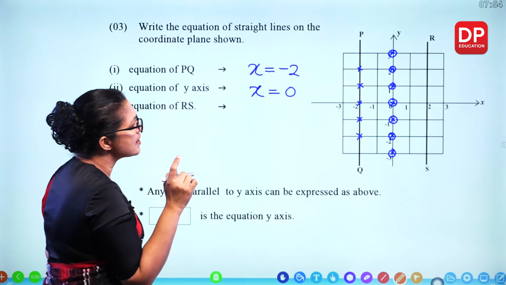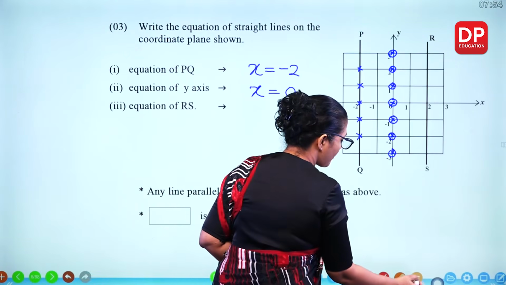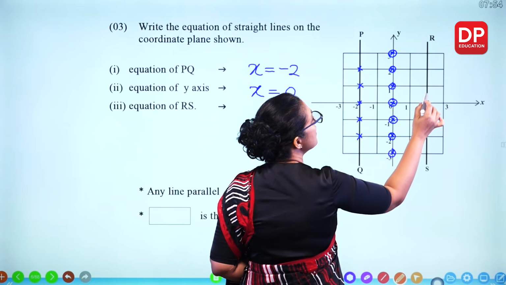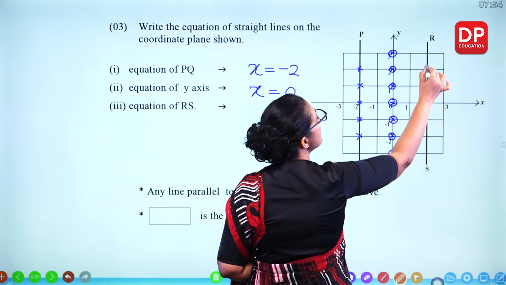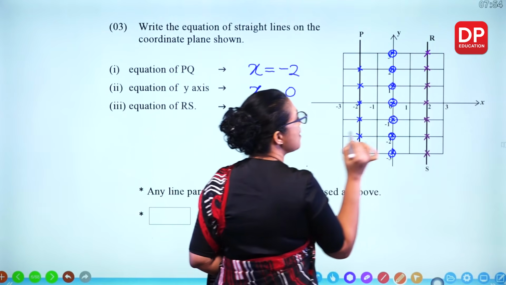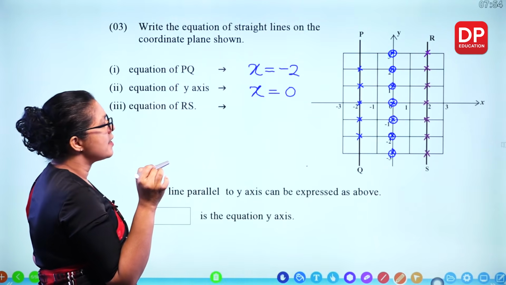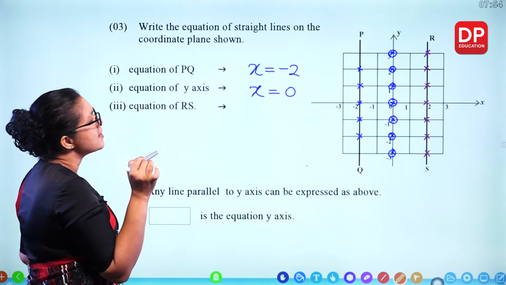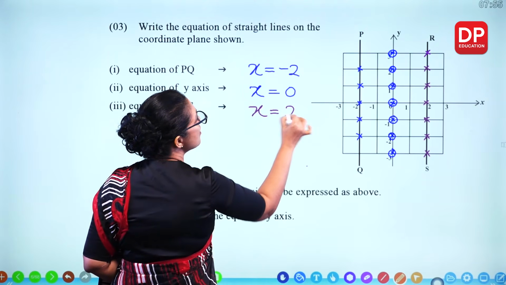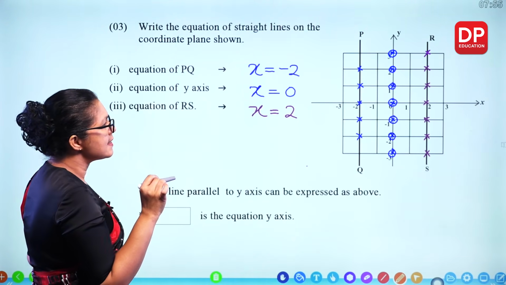Equation of RS. What's the equation of RS? What's the x value there? Here, 2. 2 here, 2 here. Y changes but the x value is the same. So what can we write about the RS equation? X equals 2. Always the same.